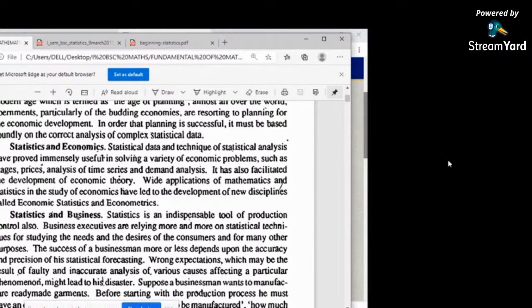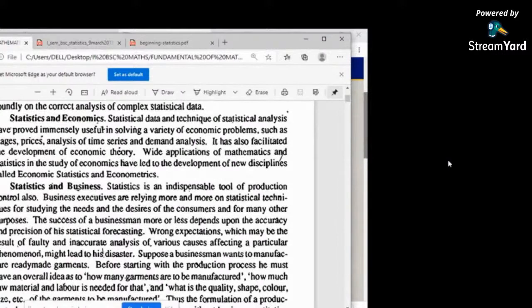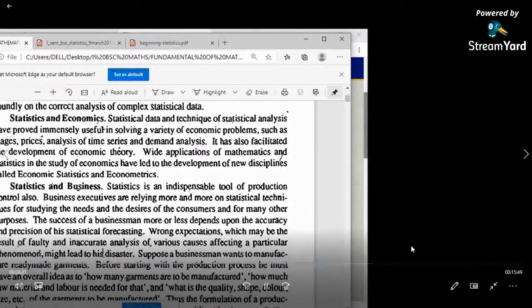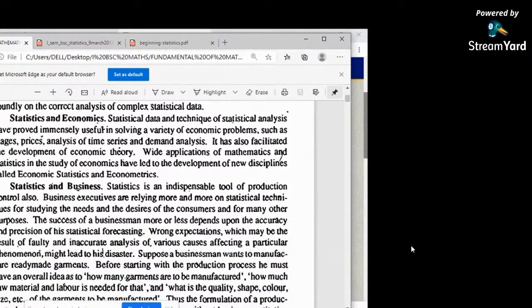Business: statistics and business. Statistics is an indispensable tool for production control also. Business executives are applying more and more statistical techniques for studying the needs and desires of consumers and for many other purposes. You can see nowadays the subject of data science is emerging. This is an emerging field of statistical applications. So data science is actually the combined process of computer science and statistics.